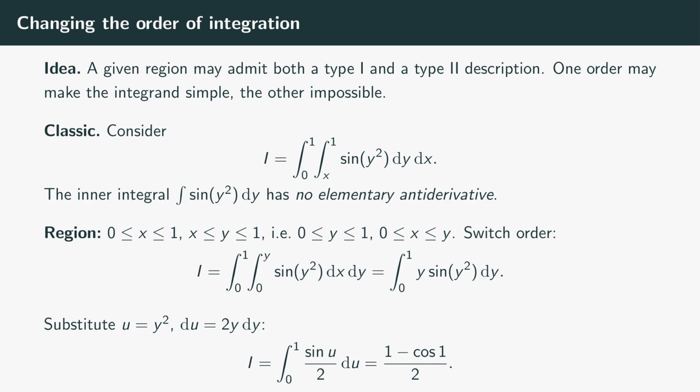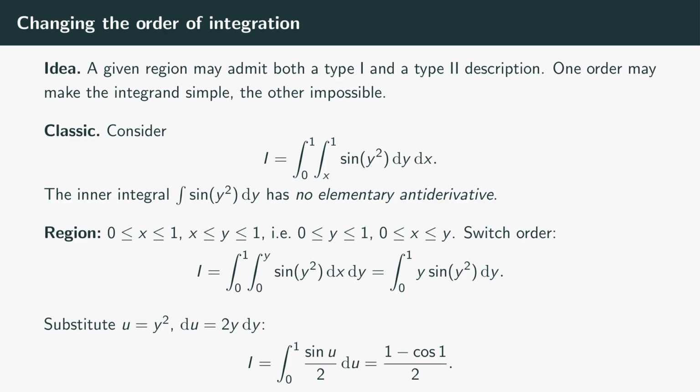One of them might be easy, the other might be impossible. Here is a textbook example. Consider the integral from 0 to 1 of the integral from x to 1 of sine of y squared dy dx. The inner integral asks for an antiderivative of sine of y squared, which is the famous Fresnel integral and does not exist in elementary form. Game over, if you stick with this order.